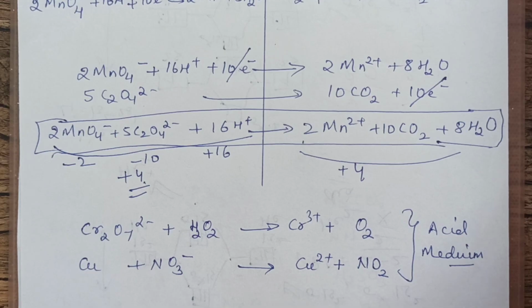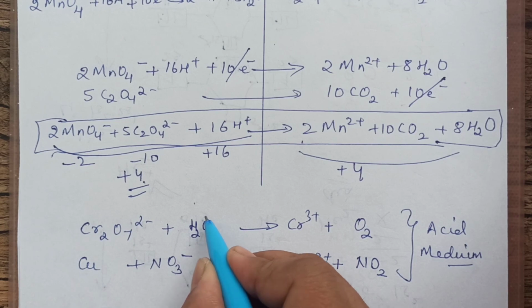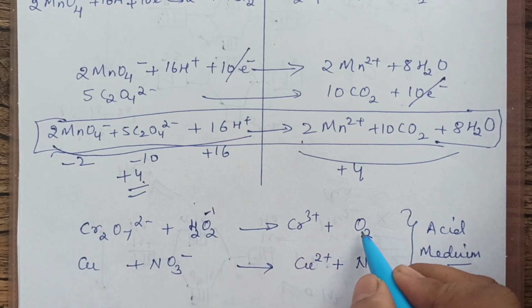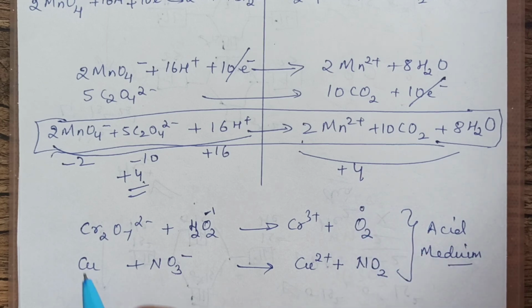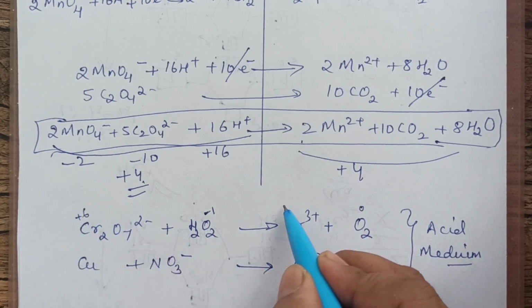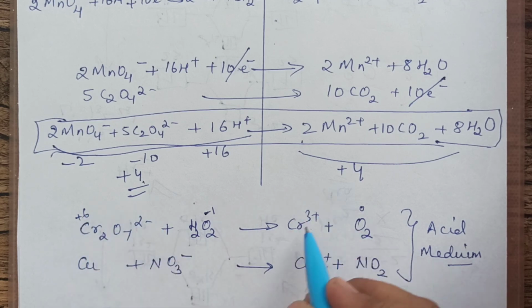Now you can try these two equations on your own to test whether you have understood balancing equations by the ion electron method or half reaction method in the acid medium. Dichromate ion plus hydrogen peroxide. Just keep in mind, this is hydrogen peroxide. Peroxide means oxygen is -1. This is O2. O2 is oxygen is 0. So keep that in mind. And chromium from 6 is becoming 3. So this is decreasing, oxygen is increasing. So keep that in mind.